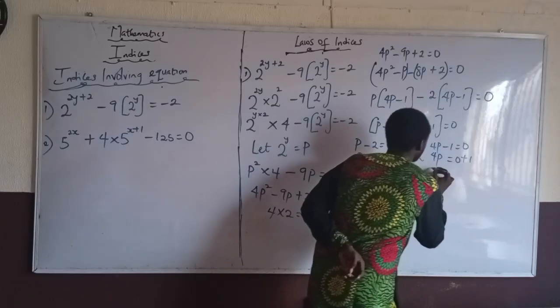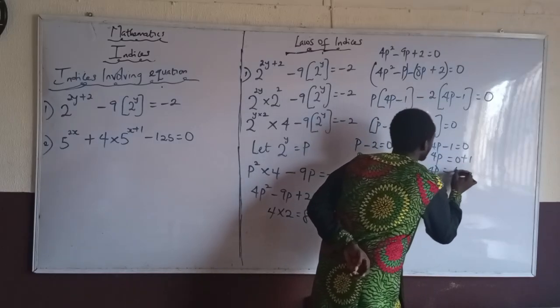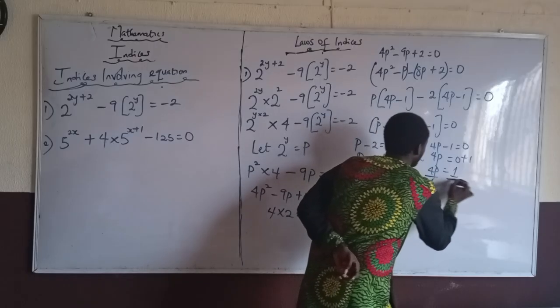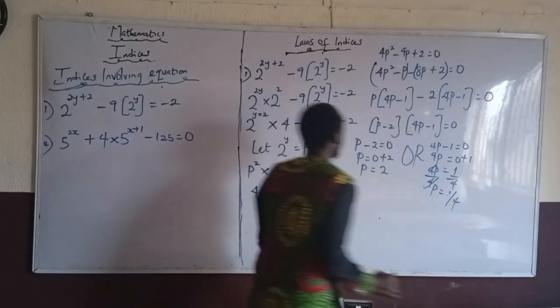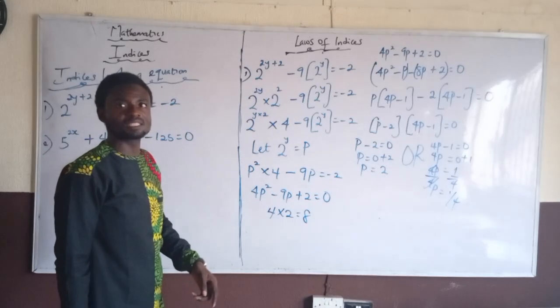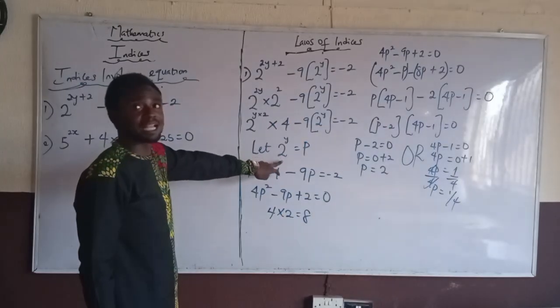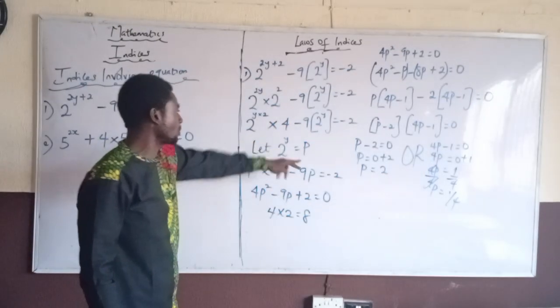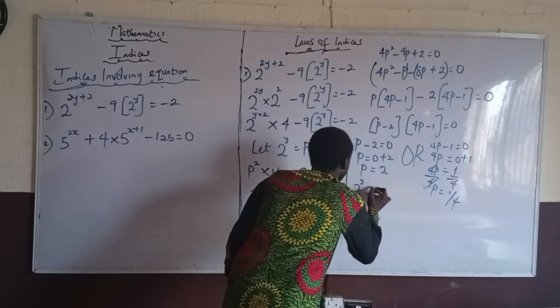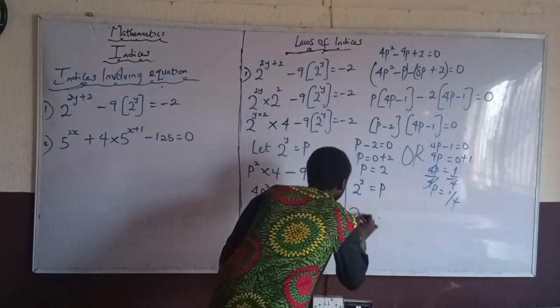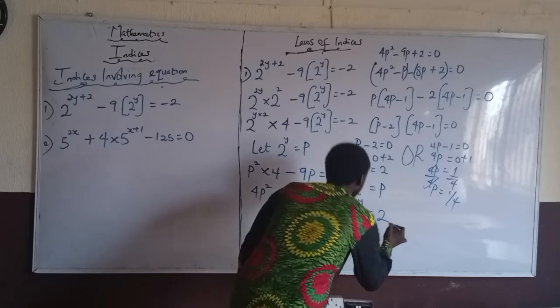4p equals 0 plus 1. 4p becomes what? 1. So divide by 4, divide by 4. So my p is 1 over 4. But we are not done. Don't forget that we said here let 2 raised power y equals p. So for the first part, 2 raised power y equals p. That is 2 raised power y equals 2.